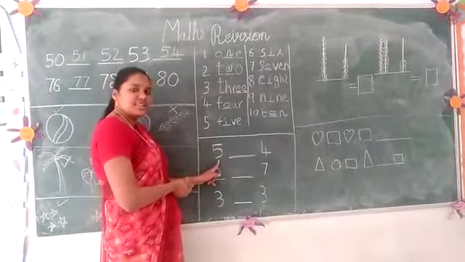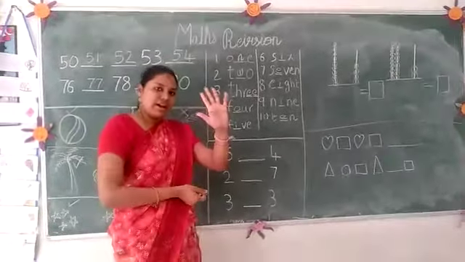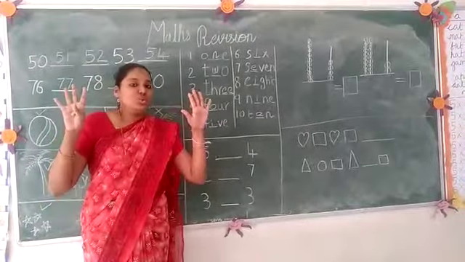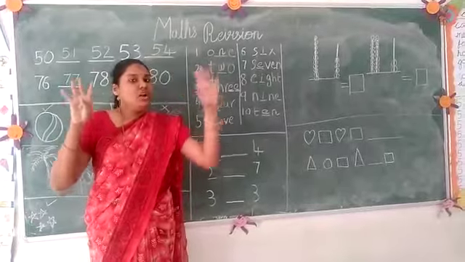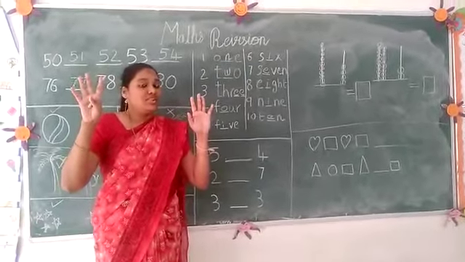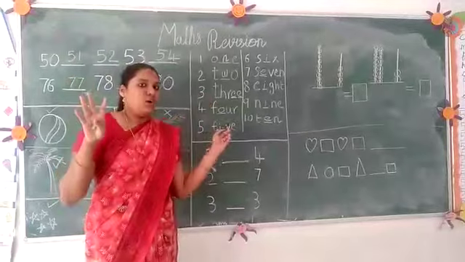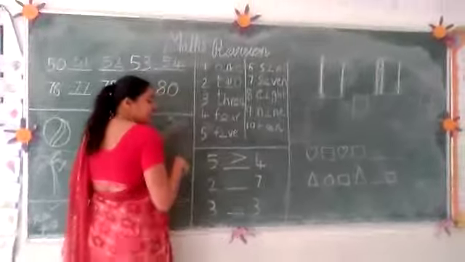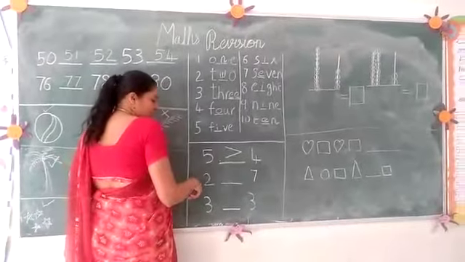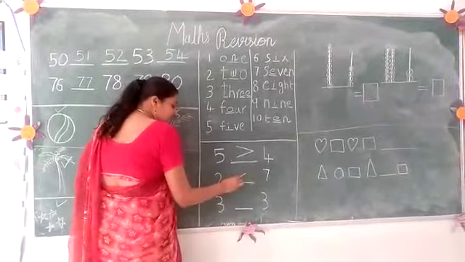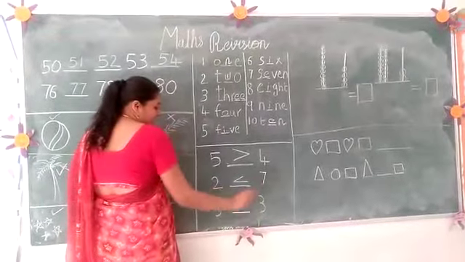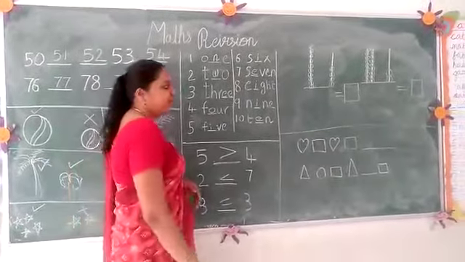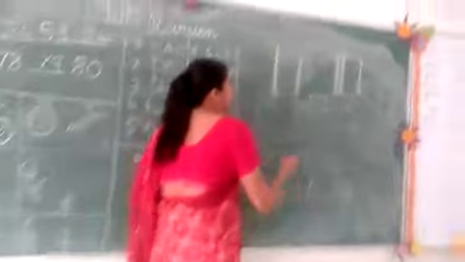What number is this? This is 5 and this one is 4. Tell me which one is bigger. 5 or 4? Which one is greater? 5. Yes. Now you will get what I am going to recall. Greater one. 2 is lesser than 7. 3 is equal to 3. Very good.